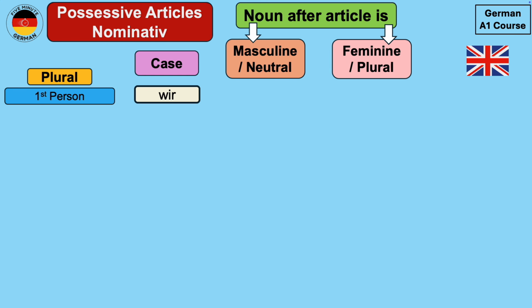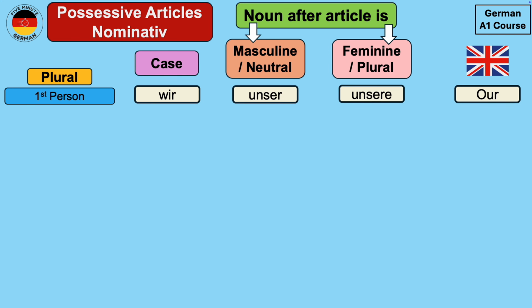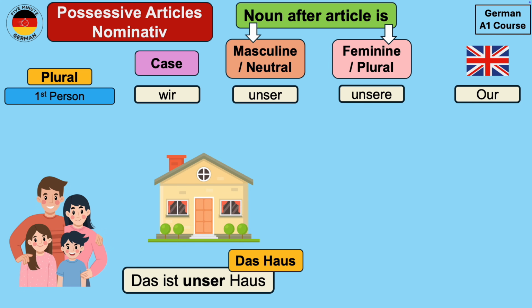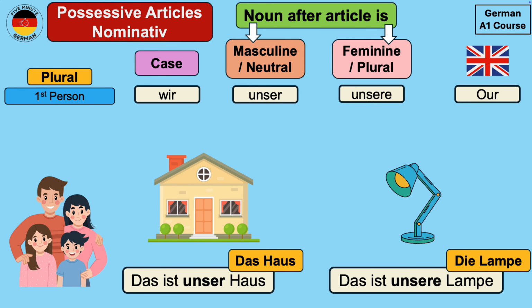So the first person plural is wir. The possessive article in masculine or neutral will be unser, and in feminine or plural will be unsere, which means our. An example will be, das ist unser Haus. That is our house. So we use unser because it is das Haus. With a feminine noun, it will be, das ist unsere Lampe.